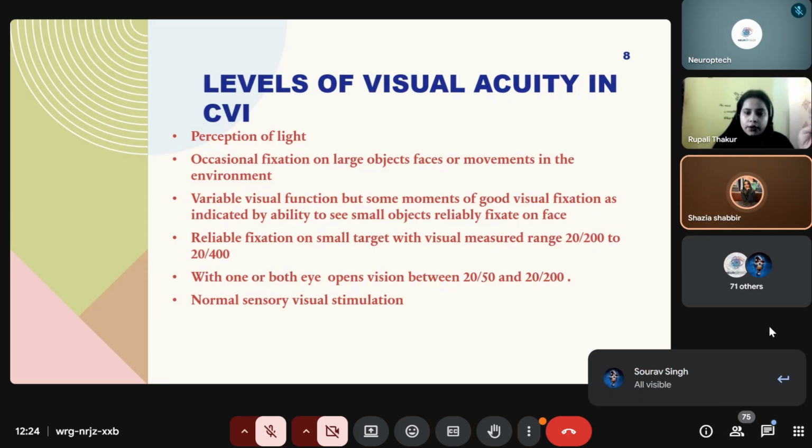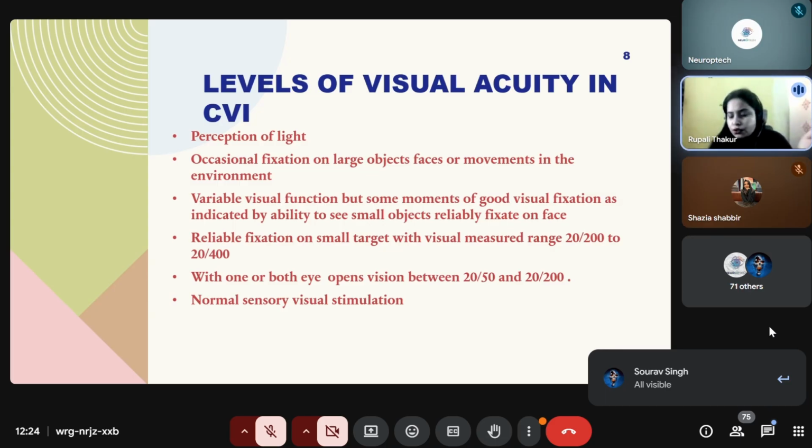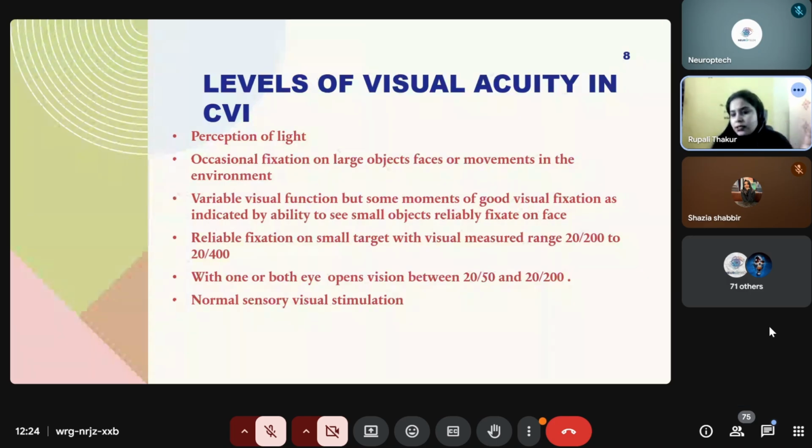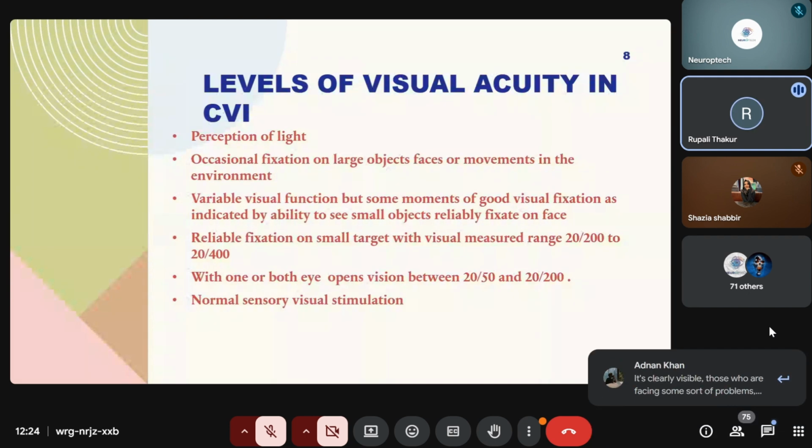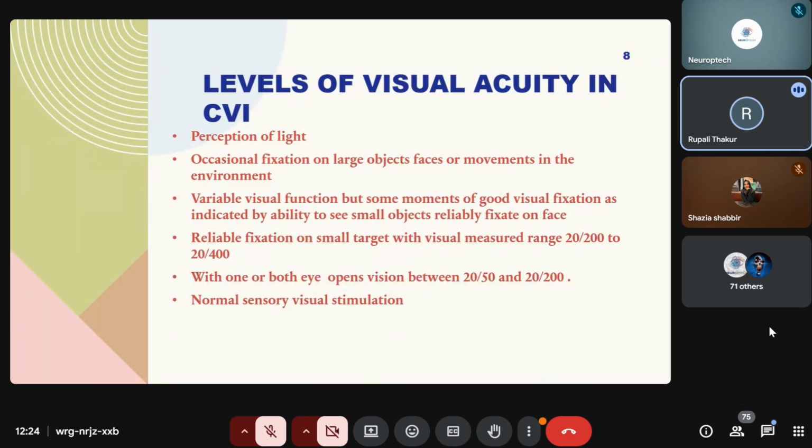Ma'am, you can continue. Okay, then with one or both eyes open, the vision should be, we are considering the optometric vision, 20 by 50 to 20 by 20. But when it is reversing, normal sensory and visual stimulation is there, then you get to know, okay, fine, my CVI child has improved. So this table you can use as a diagnostic as well as a therapeutic tool also.